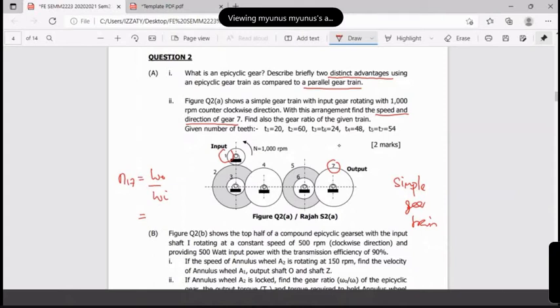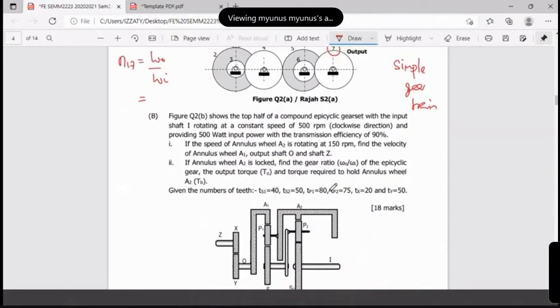It's not very difficult yet. They provide you the speed. So what will be the speed of the last gear, the output? Number 2, the epicyclic gear. This shows the top half of the compound epicyclic gear, with input shaft I. This one is the input, rotating at constant speed 500 RPM clockwise and providing 500 watt input power, and the transmission efficiency is 90%.